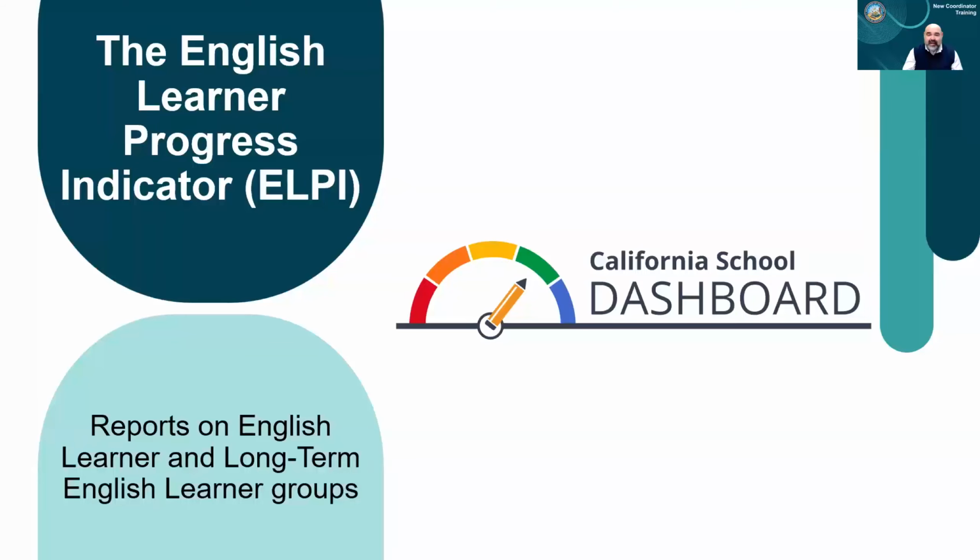In prior years, the ELPI only reported results for one student group, just your English learners. But as of 2024, the English Learner Progress Indicator now includes a second group. Anybody want to guess which one it is? I'm going to pause. LTELs, right? Long-term English learners. That's the second group now that's part of the California School Dashboard as well.